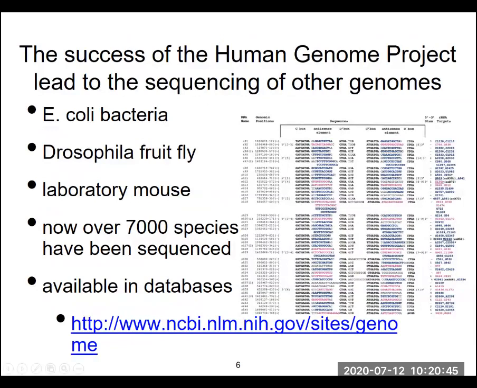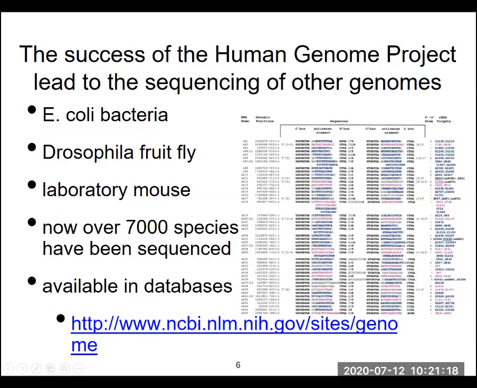Based on the success of the Human Genome Project, they went through and started sequencing other genomes. So many species that are used in biomedical research, the bacteria E. coli, the Drosophila fruit fly, the laboratory mouse, they've done rats. Now at this point, they've done chimpanzees and gorillas and lots of different animal and plant species. Over 7,000 species have already been sequenced, and more are being sequenced all the time.